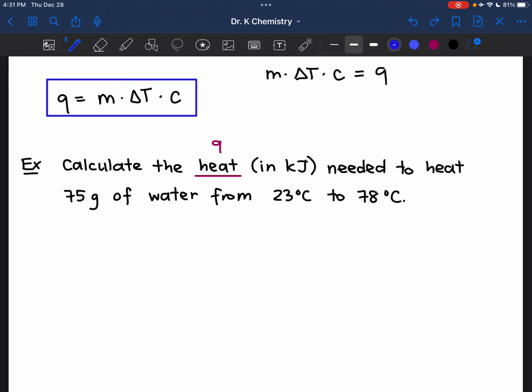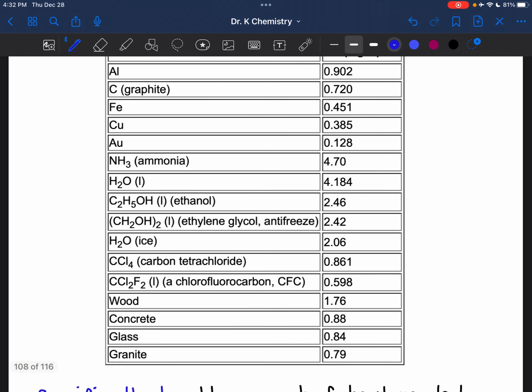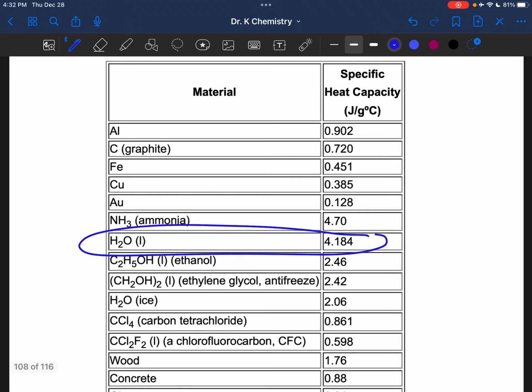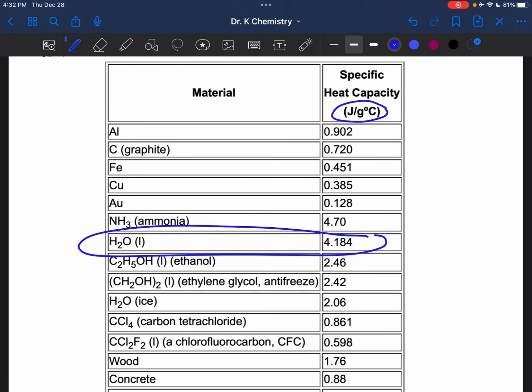Now, it's asking for 75 grams of water. Grams are a unit of mass, so that's my M variable right here. I'm trying to find Q. C is specific heat. That is something that I would just look up in a table. And in that table we looked at earlier, we did have the specific heat of water, which was 4.184 joules per gram per degree Celsius. So I'll just copy that over on the next page.